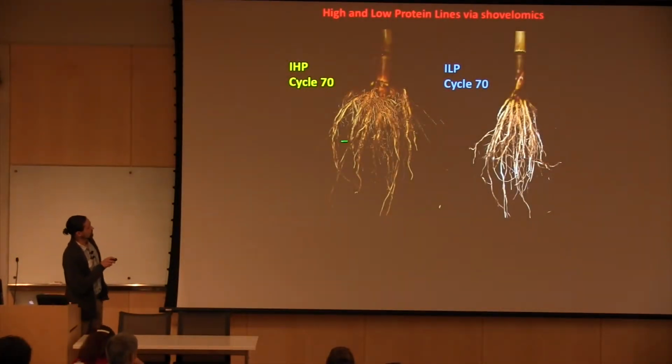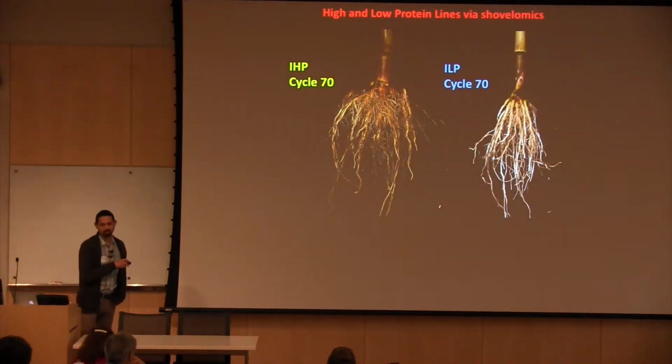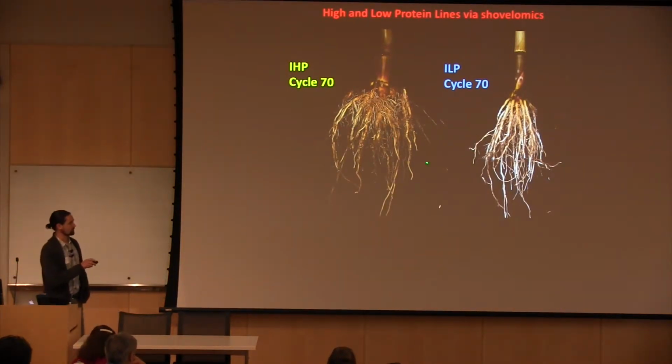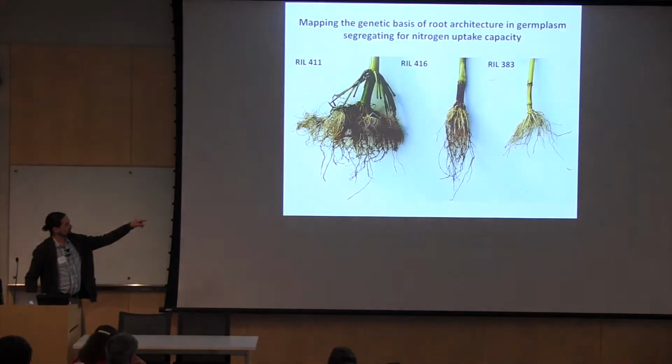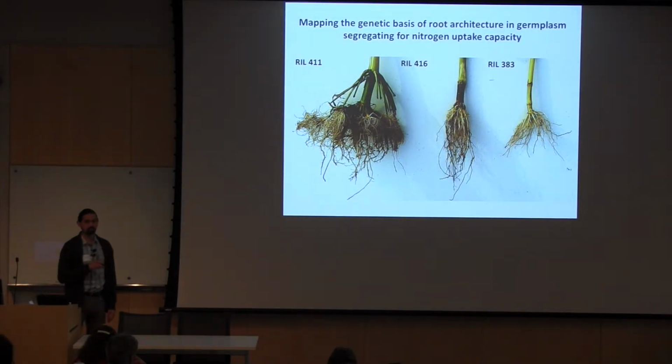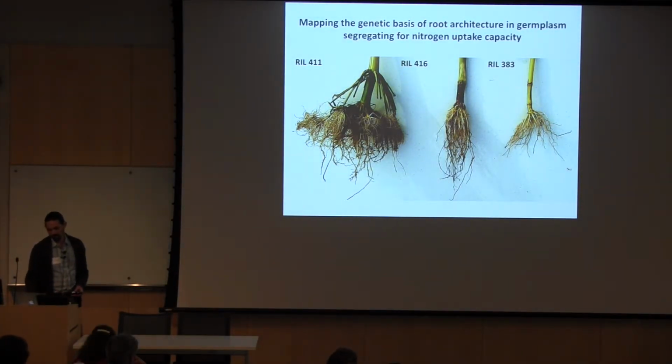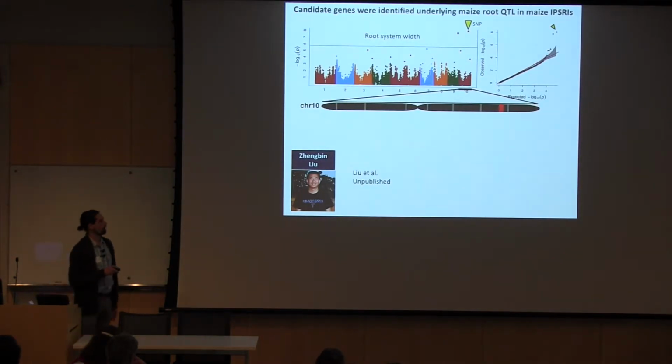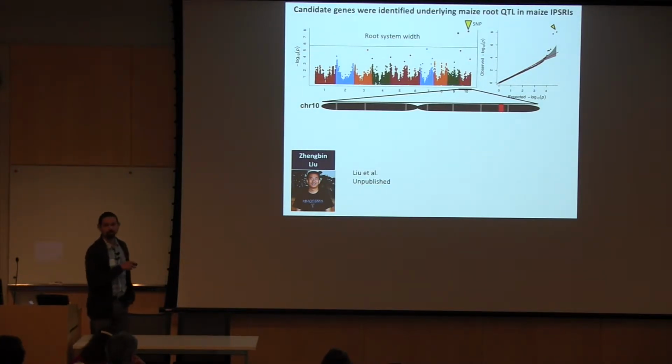For high and low protein, they may look different to you. There's something different about them, but what is it? Well, DIRT gives us a lot of information about what it could be. If you cross these two lines together, you get phenotypic variation in the progeny. Variation is good if you're trying to map traits. We've now used this in a GWAS analysis to identify SNPs that are near candidate genes that we think may be controlling root architecture that has some bearing on nitrogen uptake.